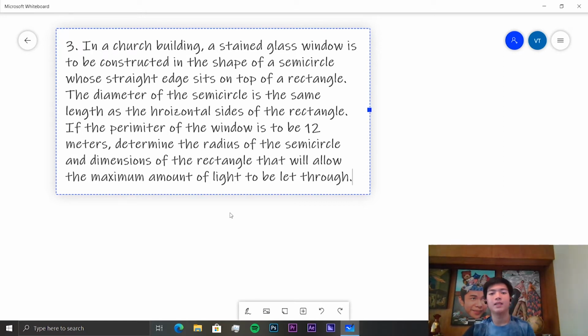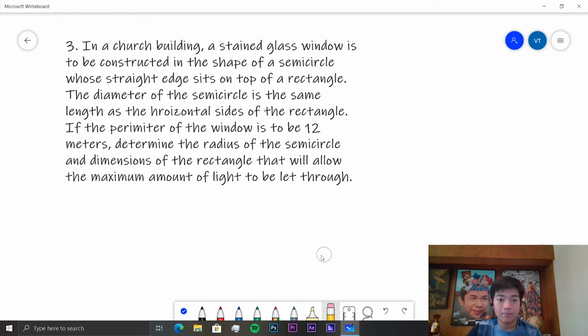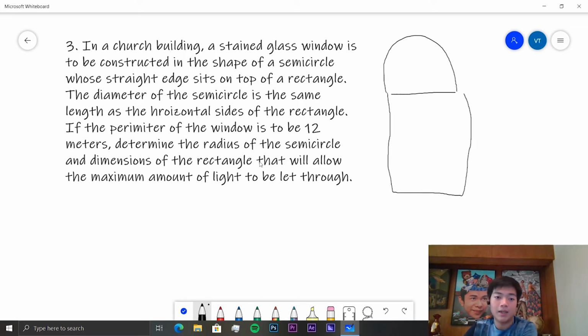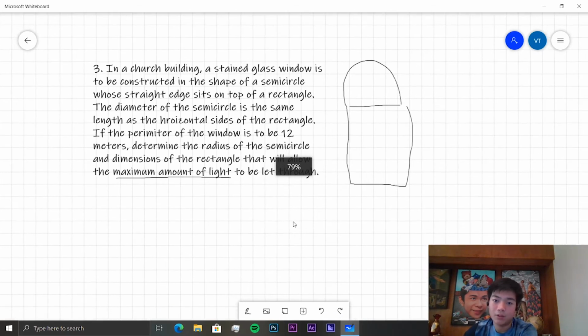Okay, so again, let's draw a diagram. And so this would look like we have a semicircle on top of a rectangle. The perimeter of the window is to be 12 meters, and the diameter is the same length as the horizontal sides of the rectangle. Maximum amount of light in this case just meaning the largest area of the window. So the perimeter of the total window is 12 meters.